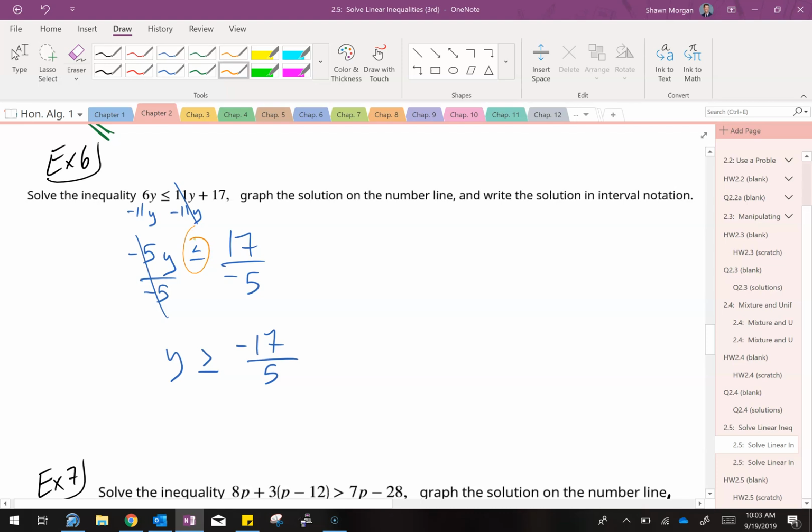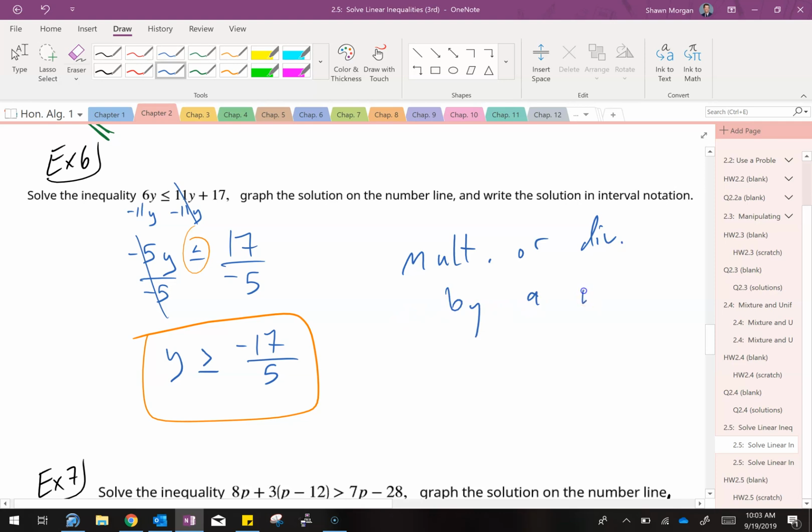Notice that it was a less than or equal to symbol. Now it's a greater than or equal to symbol. Okay? And that is because we multiply or divide by a negative. So whenever you do that, switch the direction of the inequality.